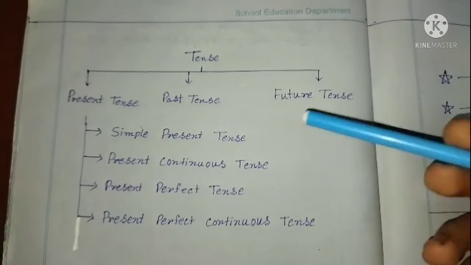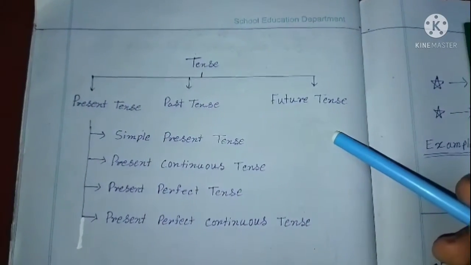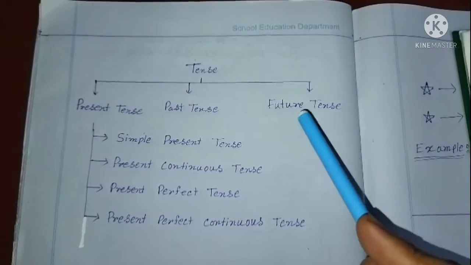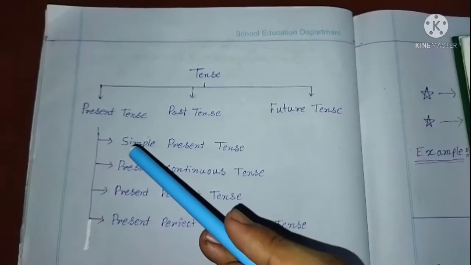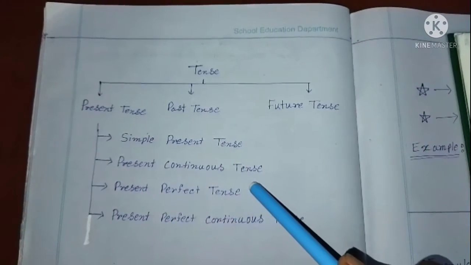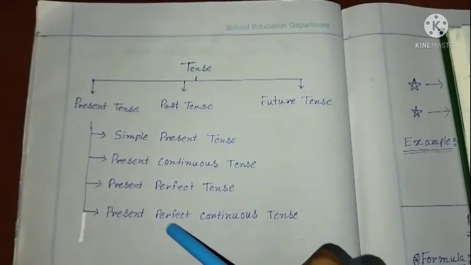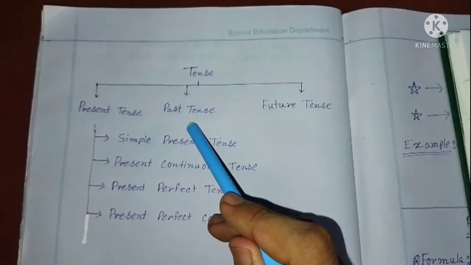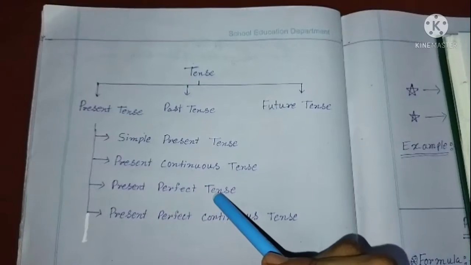So guys, look at this chart. Here we can see that tense has three genres, namely present tense, past tense, and future tense. As an example, I will tell you the divisions of present tense. First is simple present tense, second, present continuous tense, third, present perfect tense, and last of all, present perfect continuous tense. Similarly, past tense and future tense have the same kind of divisions.